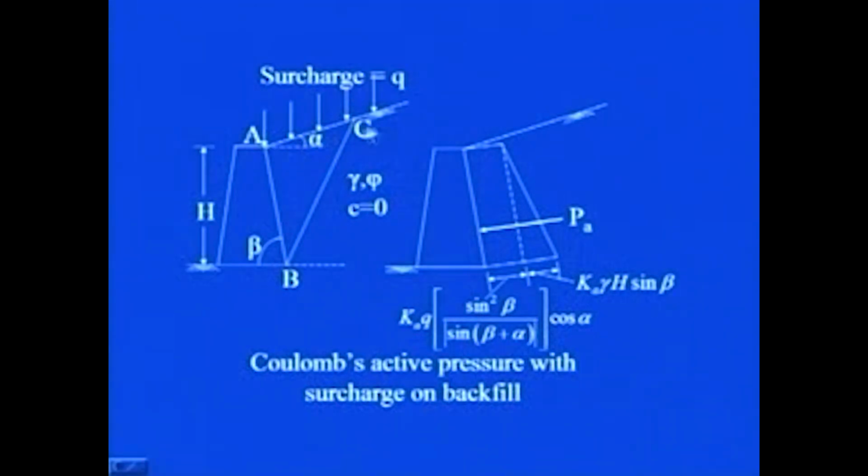Now, let us try to see what is the next additional feature that Coulomb theory takes into account. You see, here in the earlier case the backfill was inclined and there was no surcharge present on that. In this case, the Coulomb's theory is able to take into account any surcharge which is present on this inclined backfill. How does it take it into account? You can see here that the backfill is cohesionless material, that is C is equal to 0. It has unit weight gamma, and angle of internal friction equal to phi.